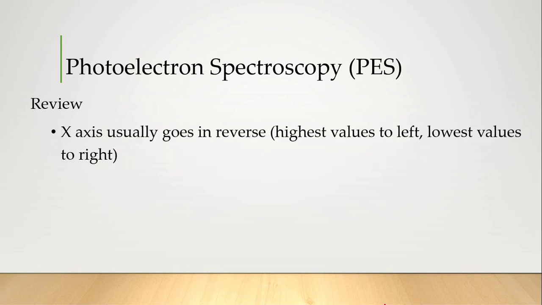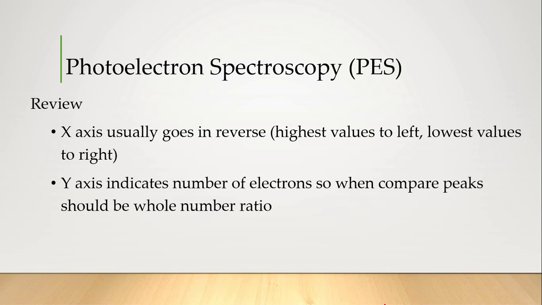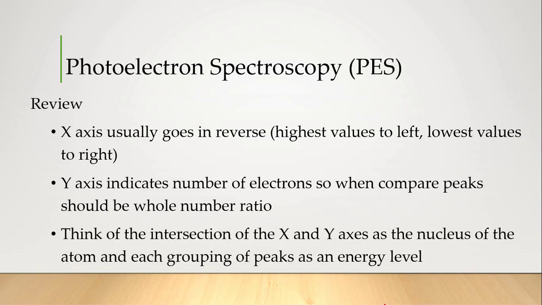On the graph, the x-axis usually goes from high to low, the reverse of what we're used to. The y-axis indicates the number of electrons. So when you compare the size of the peaks, they should be a whole number ratio, 3 to 2, 5 to 2, and so on and so forth. Think of the intersection of the x and the y-axis as the nucleus of the atom, and therefore each grouping as you move to the right is equal to an energy level.